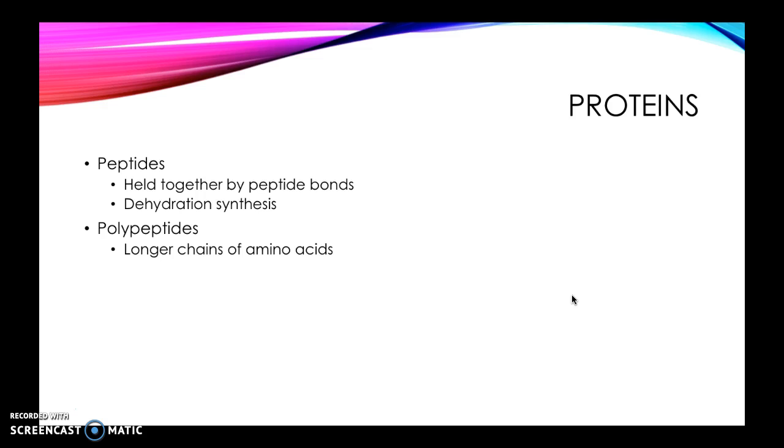Small proteins are called peptides, and the bond between amino acids is called a peptide bond. To join the two amino acids together, the process of dehydration synthesis is used. A polypeptide is a large chain of amino acids.